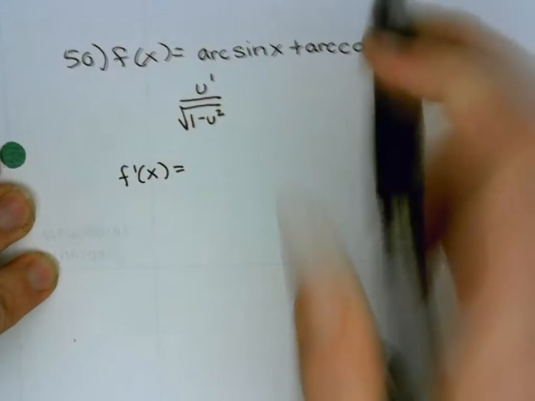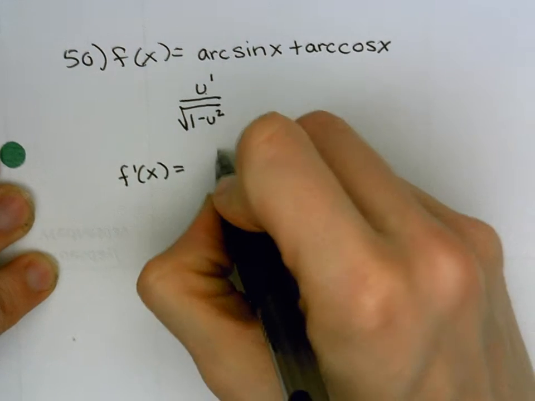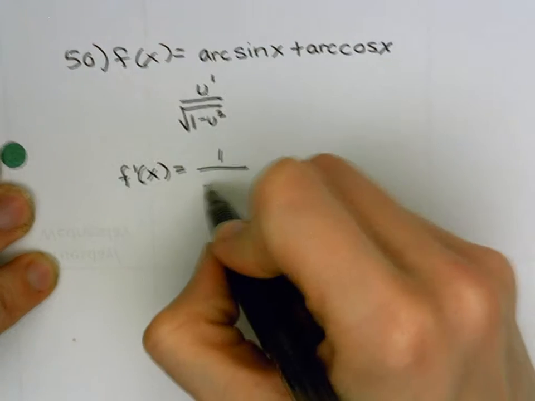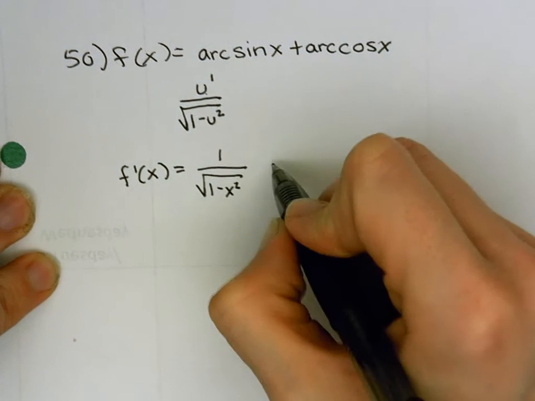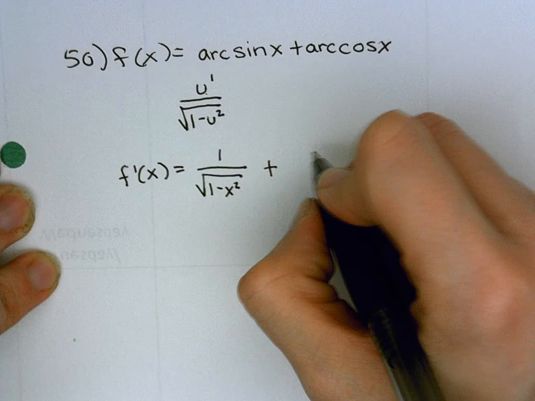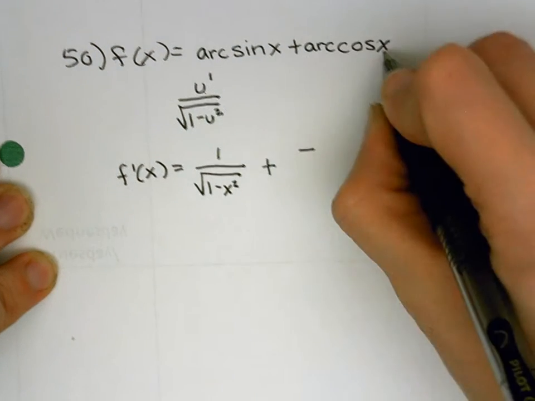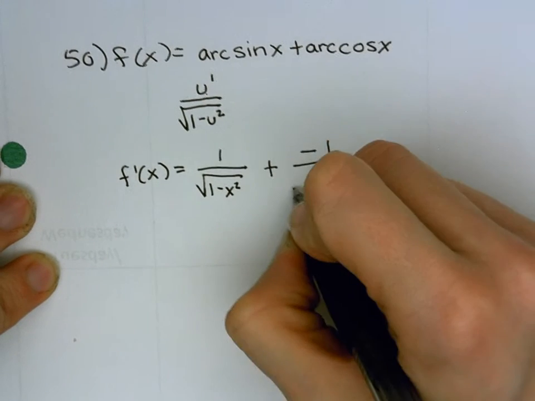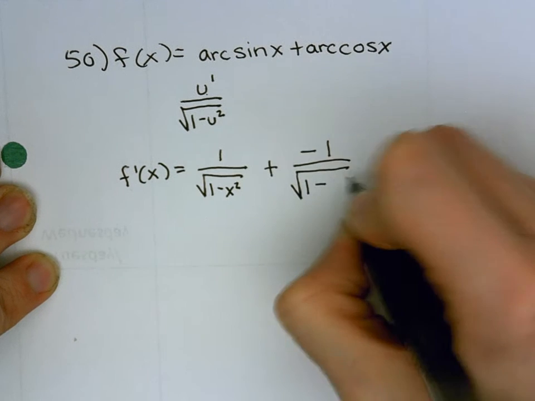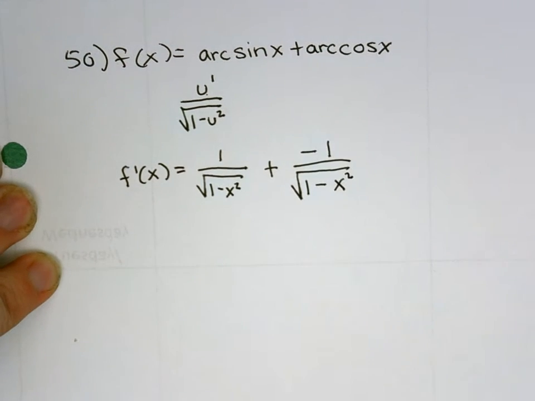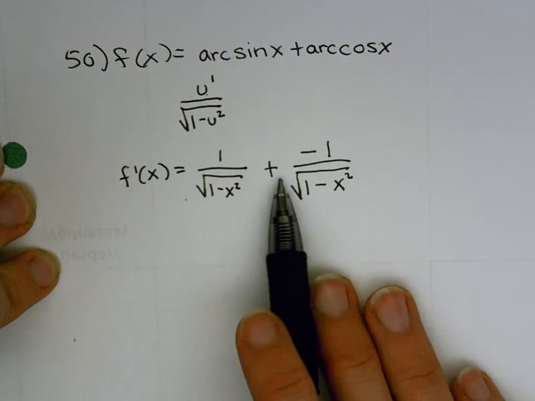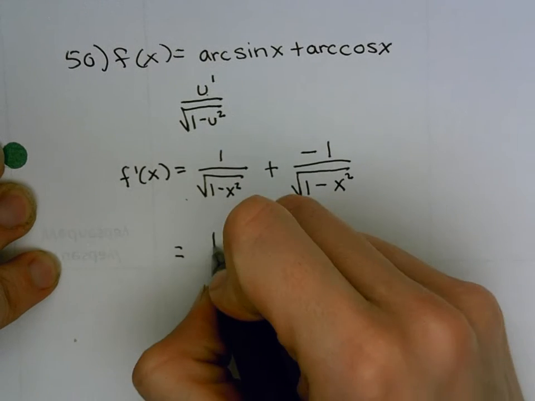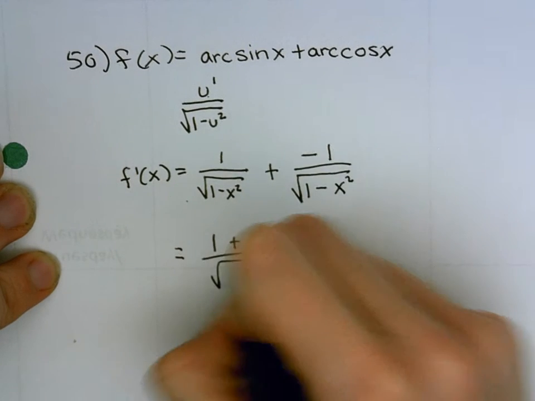Derivative. So my u prime first, derivative of x is 1, over the square root of 1 minus my u squared. Okay, arccosine, same rule, but negative. So we have negative u prime, derivative of x is 1, over the square root of 1 minus my u squared. And what's interesting about that is because they have a common denominator, we can combine them. Well, 1 plus negative 1 is just 0.